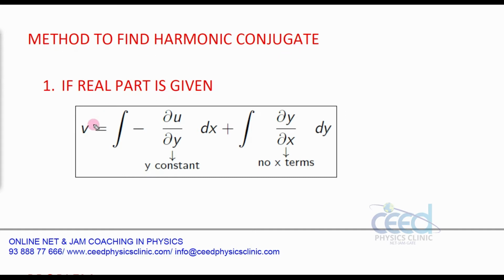Okay, so if the real part is given, this is the equation which we are going to use to find the imaginary part. So V is equal to integral of minus dou u by dou y dx plus integral, this is u, right? So this is a typing error. So minus dou u by dou y dx plus integral dou u by dou x dy.